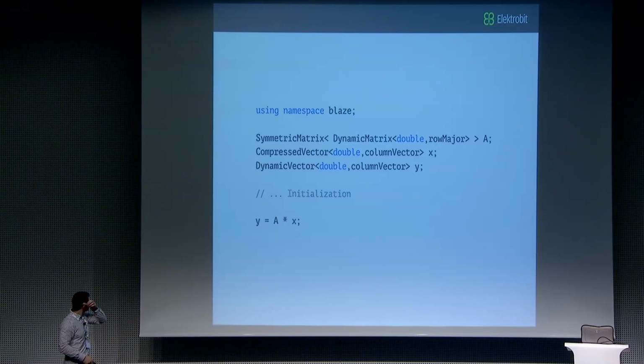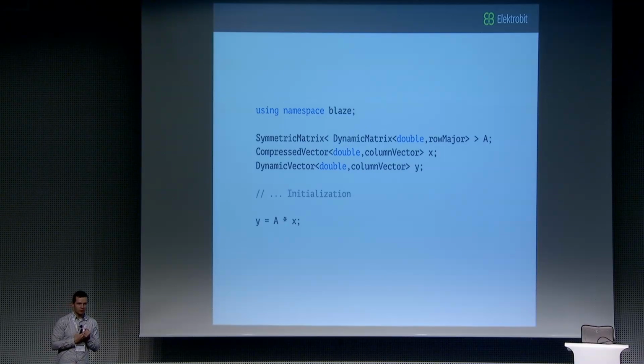Some examples. Assume that we have a symmetric dense matrix. We have a compressed vector, so A and X. We have a dense vector called Y. We just want to compute a matrix vector multiplication. So the dense matrix times the sparse vector, and we assign this to a dense vector. This looks about right. The matrix is row major, meaning, well, row times vector, the data fits perfectly, we should get the maximum performance.